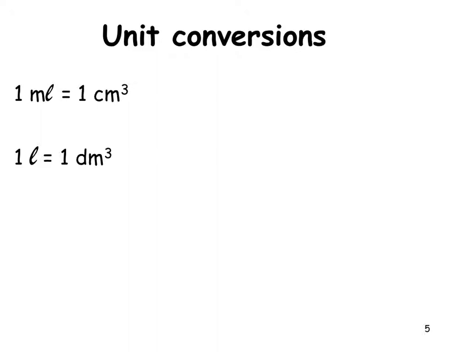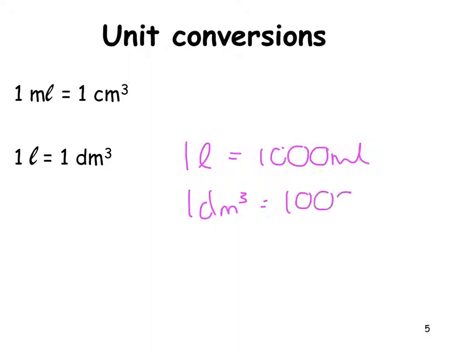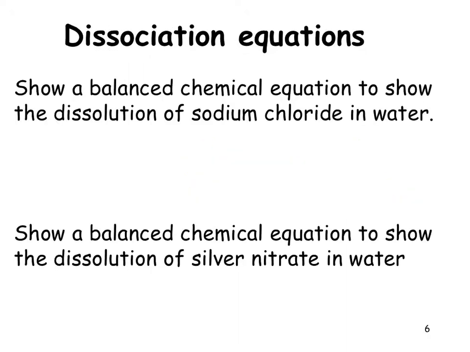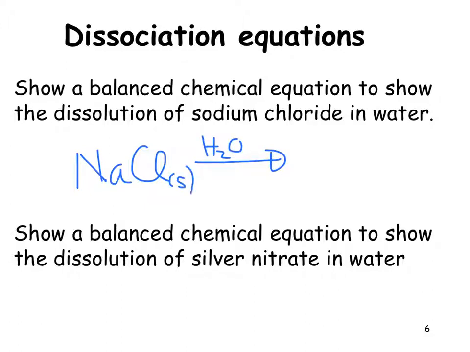So if I'm going to convert, 1 liter is equal to 1,000 milliliters, and by the same token, 1 decimeter cubed is equal to 1,000 centimeters cubed. So, show the balanced chemical equation to show the dissolution of sodium chloride in water. Now, sodium chloride, we've just discussed that right now, is an ionic substance. It is going to dissociate. NaCl is a solid. When I put it into water, it becomes aqueous Na+, plus the chloride ion, which is also aqueous.